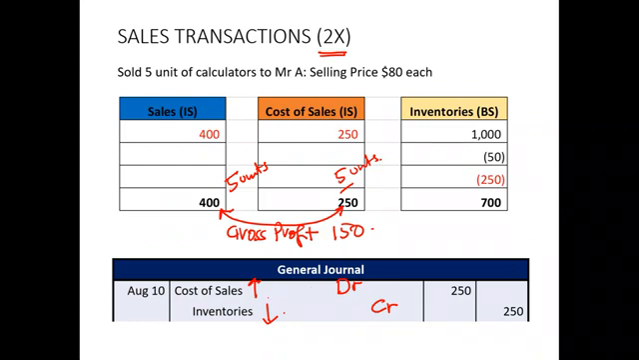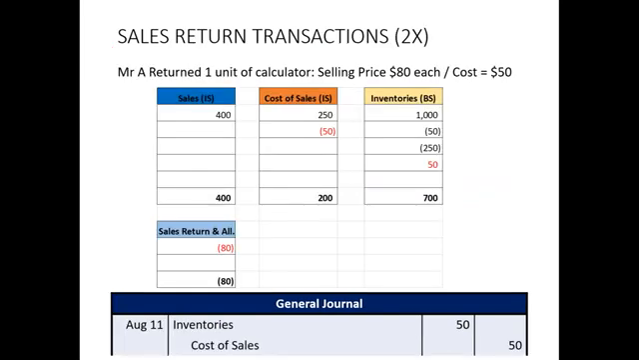So what is the transaction, the journal entry? Debit cost of sales, and credit inventory. Credit inventory means minus your inventory. This is transaction number 3. Transaction number 4, the last part. This is the last one for the first part.